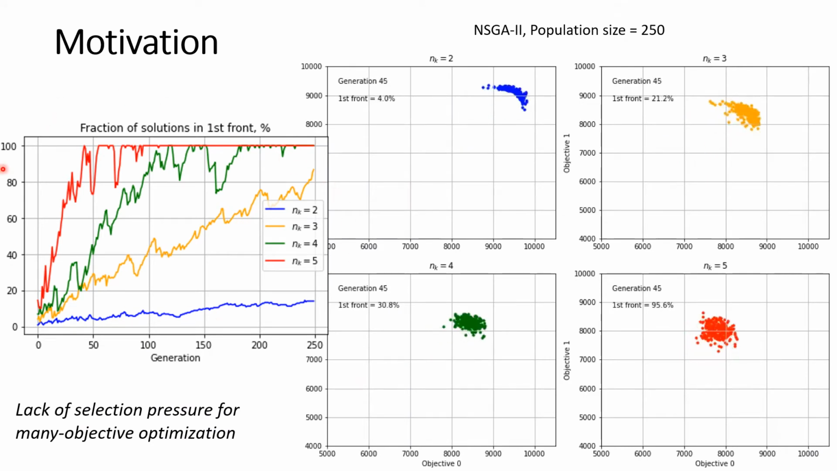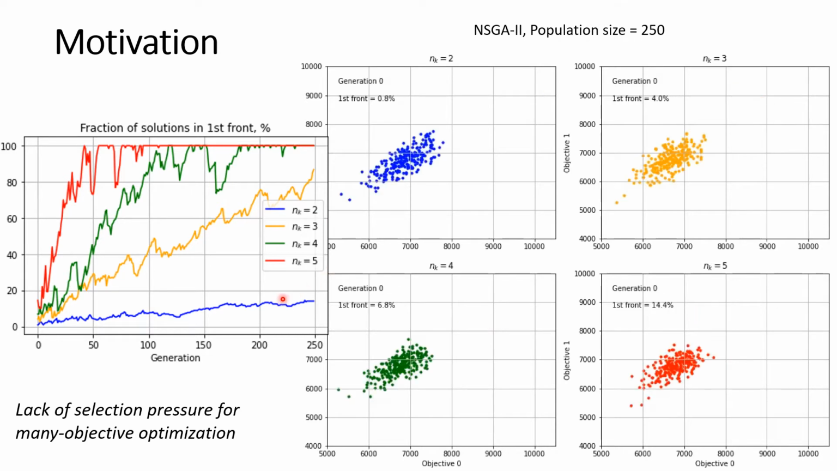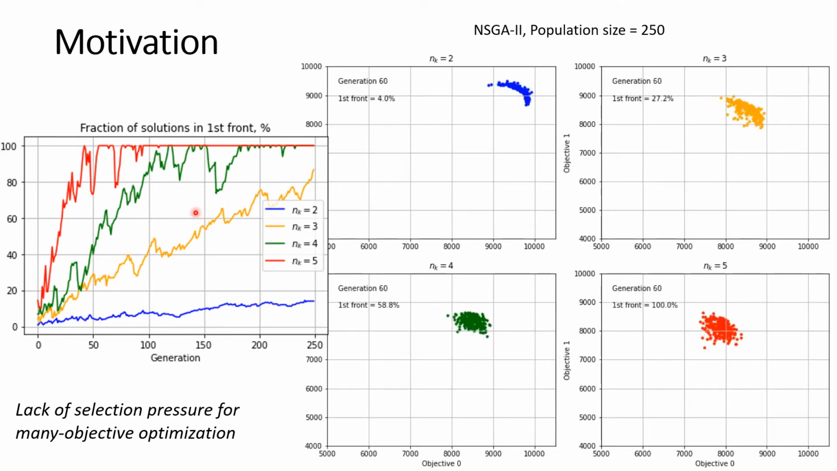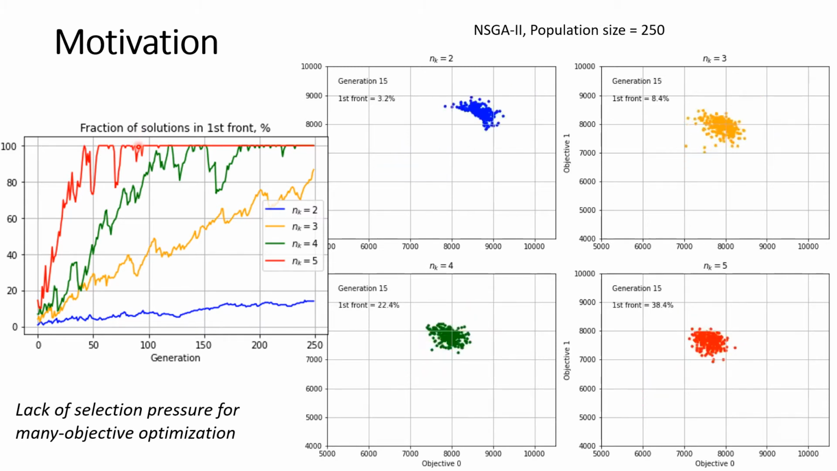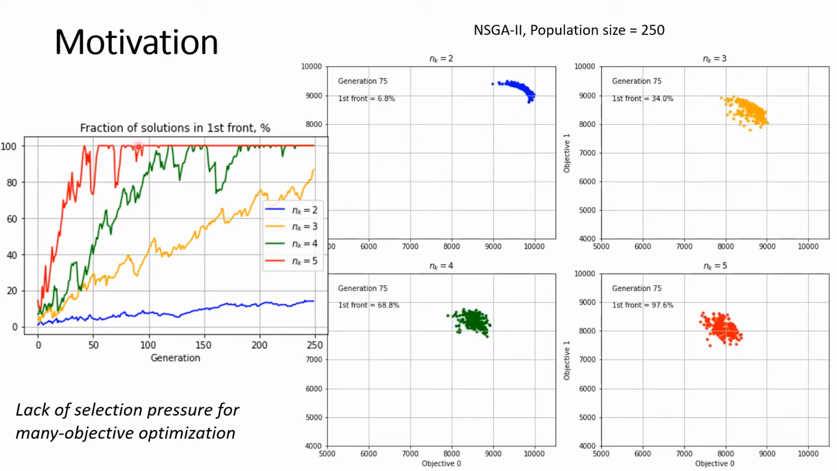The figure on the left demonstrates the fraction of solutions belonging to the first front for 0-1 knapsack problems with different number of objectives ranging from 2 to 5. As we can see, this number increases rapidly with the number of the objectives. For 5 knapsacks, after 100 generations, almost all solutions belong to the first front, indicating that they are all incomparable or equally preferable. This is known as the lack of selection pressure that doesn't allow the genetic algorithm to further advance the evolution. This observation is also demonstrated with the animation on the right.